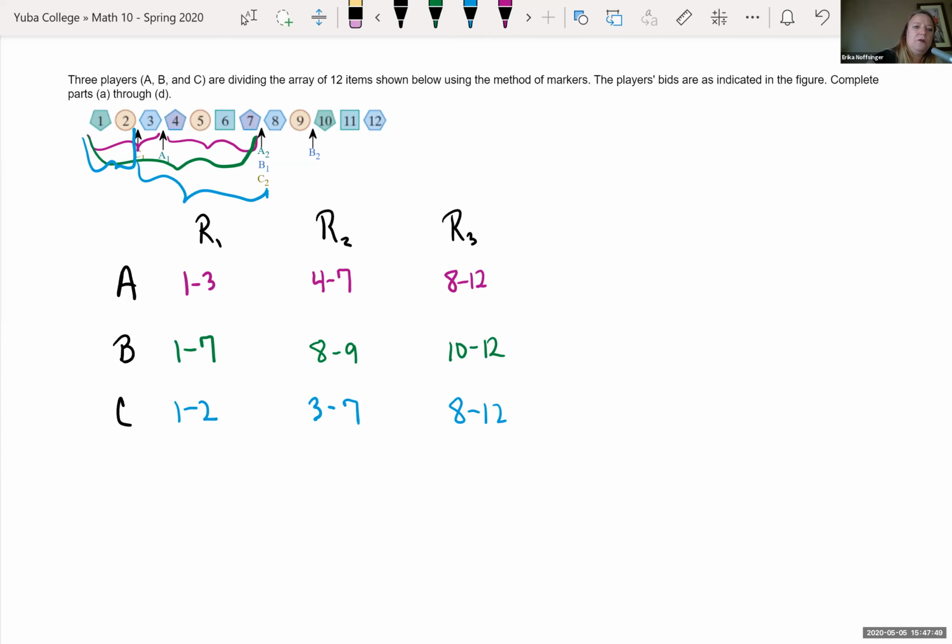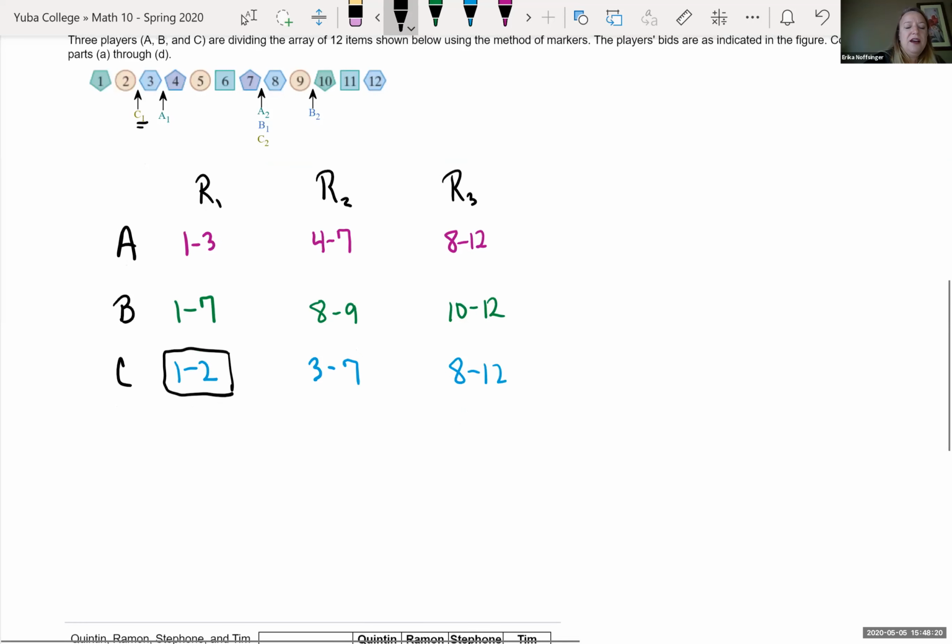So for each round, you're looking at whose marker comes up first that is still playing. So for the first round, we're looking at whose marker comes up first in that line. And so you can see that C sub 1 comes up first. And so they're going to get those items for that round. And so there's going to be some extra items.